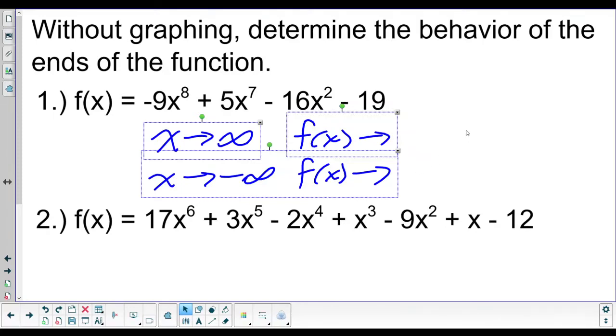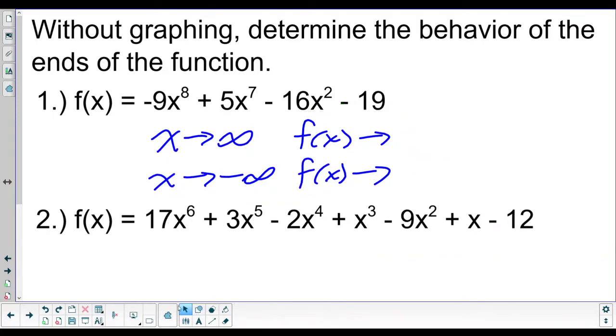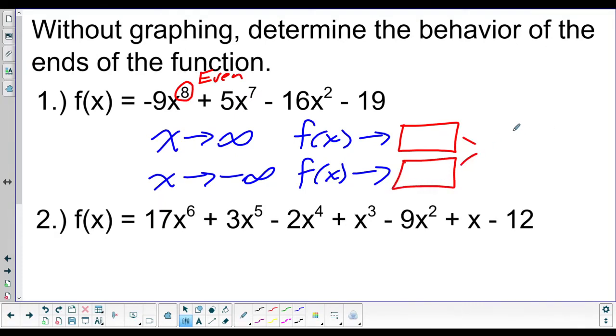Okay. The first thing we're going to do is check out our degree. Let's make sure it's in standard form. It is. This number right here is our degree. It is an even number. So what that tells me is that this box and this box have to be the same because this is an even number. It doesn't tell me what goes in them. It just tells me that they're going to match.